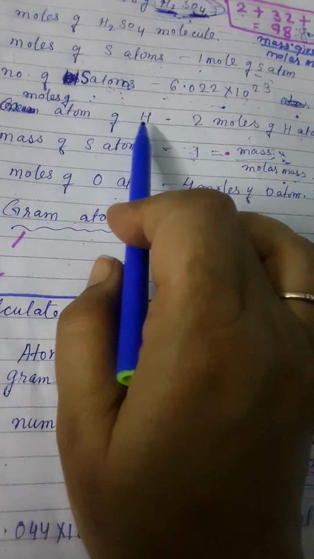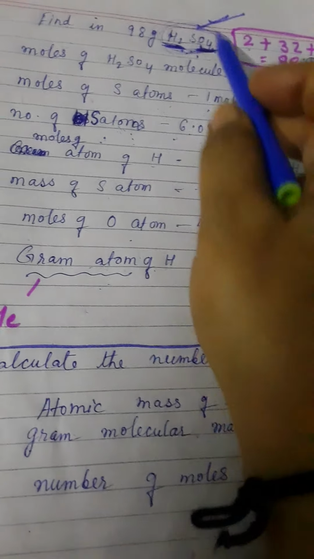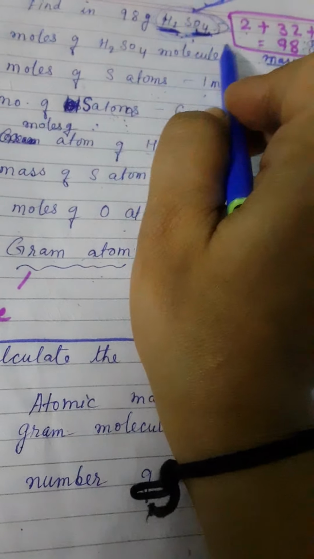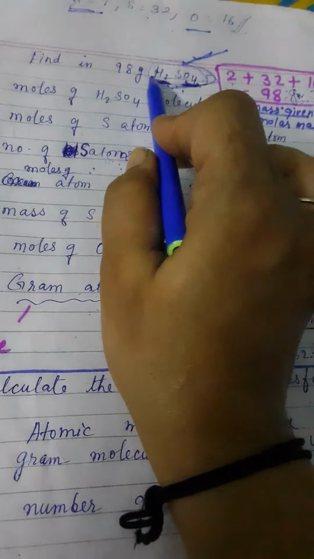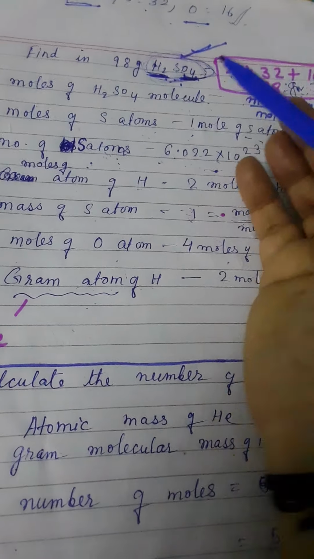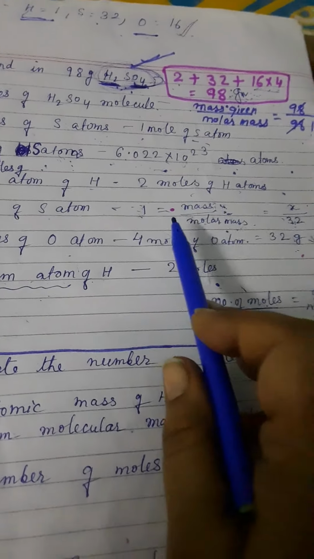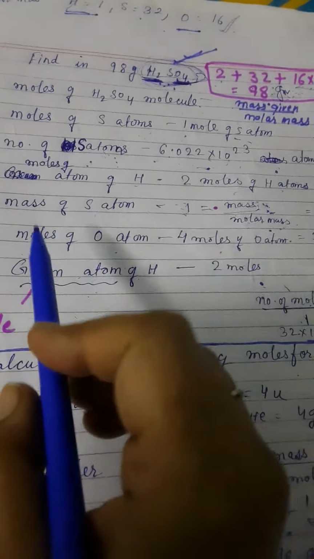Moles of atoms of hydrogen. Okay, in 1 mole of sulfuric acid, how many moles of hydrogen are present? 2 atoms of hydrogen are present, that means 2 moles of hydrogen. We will write here 2 moles of hydrogen atoms.